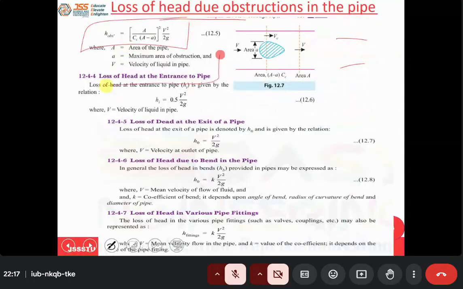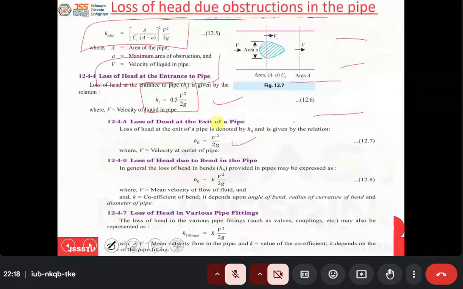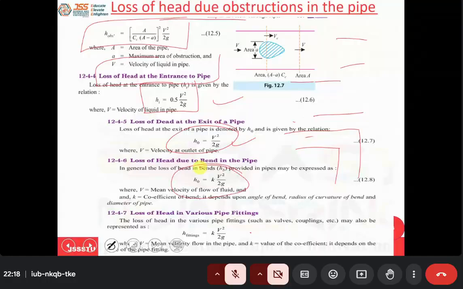Similarly, head loss at the entrance. Suppose water is entering the pipe, then there are small losses. There are minimum losses, that's why they are called minor losses. Then we calculate using this equation. Similarly, when the fluid exits the pipe, there are some losses, which we calculate using this formula. Similarly, when there is a 90-degree bend like this, there are losses, calculated using this formula. And finally, suppose various fittings, like fixing some valves, then also there are losses, and we calculate those losses like this.